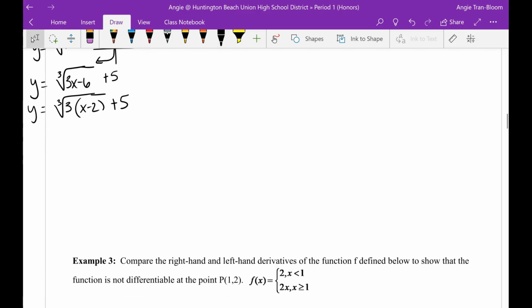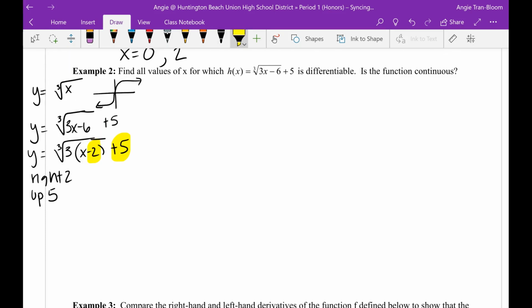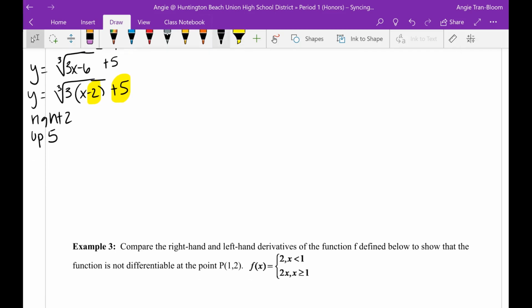Okay, so this is the translation now. If you can see this right here, by transformation, that negative 2 means you're going right by 2, and then the positive 5 means that you're going to go up by 5. So what's going on is the original parent function, the point of issue is really at 0, 0, but now you're no longer at 0, 0. You're going right by 2 and up by 5. So the issue is really here. Okay, this is the issue. So the issue is at x equals 2.